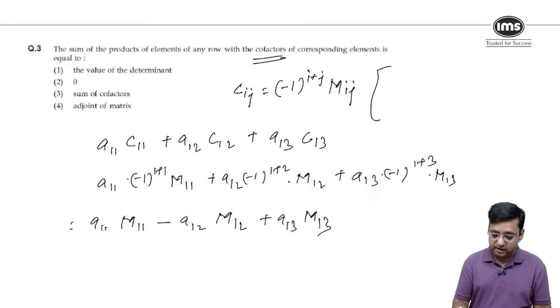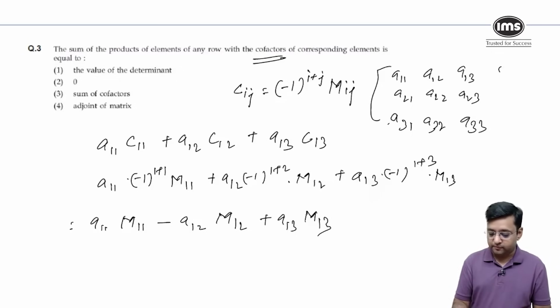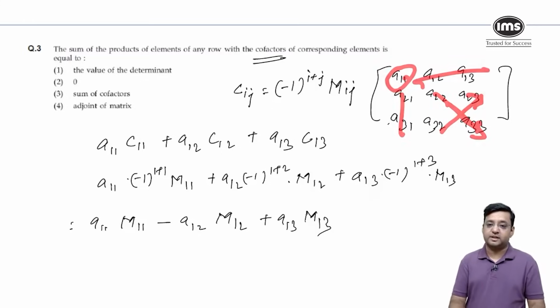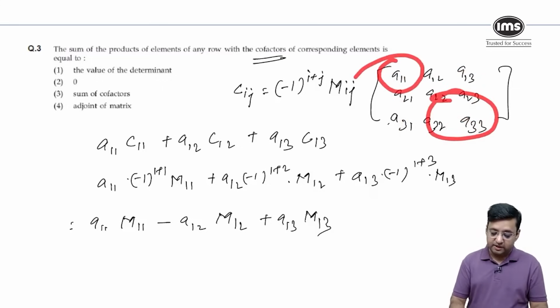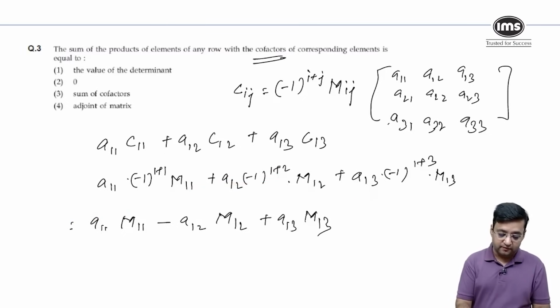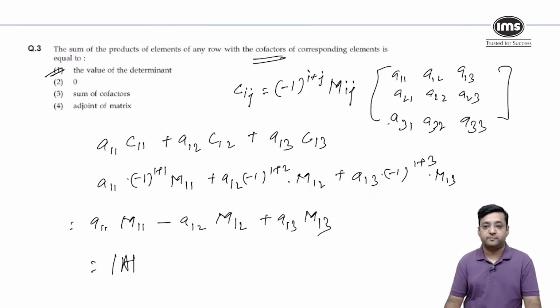How do you find a determinant? If I have A11, A12, A13, A21, A22, A23, A31, A32, A33, how do you find the determinant? First, you take this number and multiply these two and subtract them. Now this becomes a minor and this becomes an element. So we got the value of the determinant.